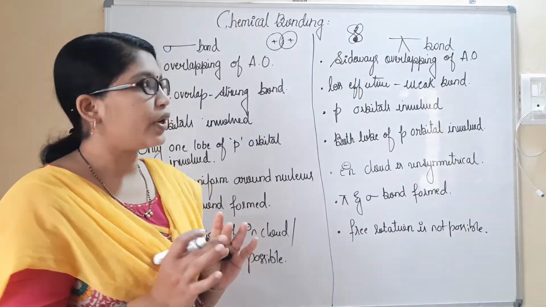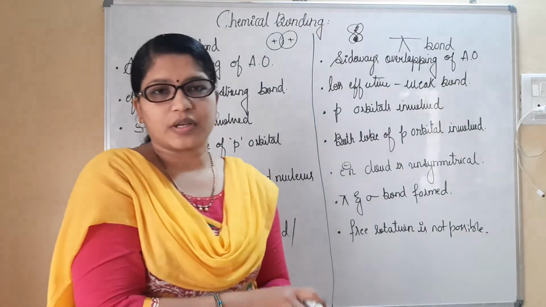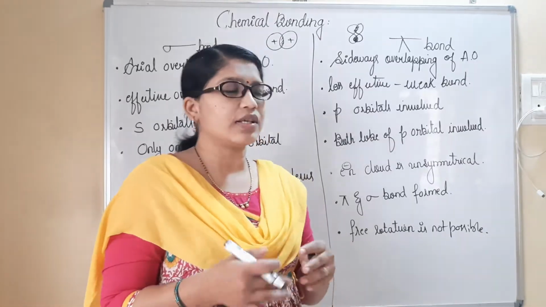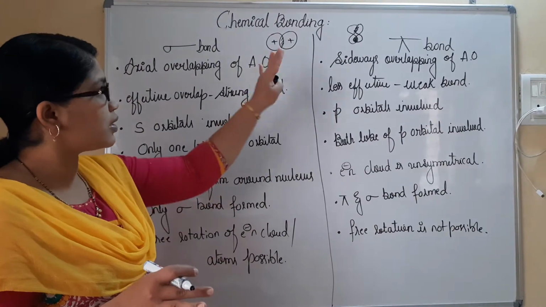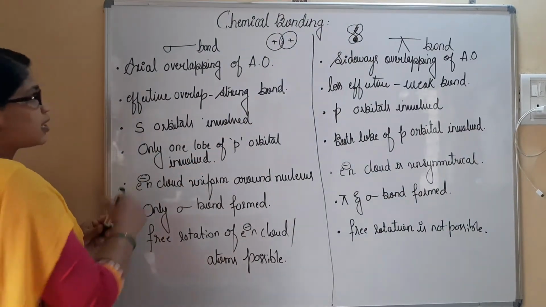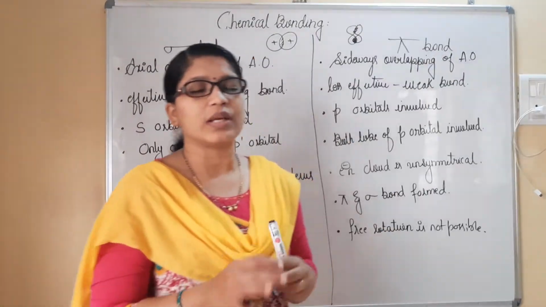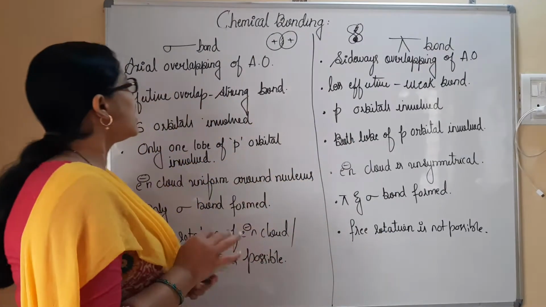Okay, this is the point. So this is an important point. Do remember, and this is the correct point. Previously I mistakenly said it like that. Sorry for that. It is the correct one. Now let us begin with the next point, that is sigma overlapping and pi overlapping will form sigma bond and pi bond. Let's see here.